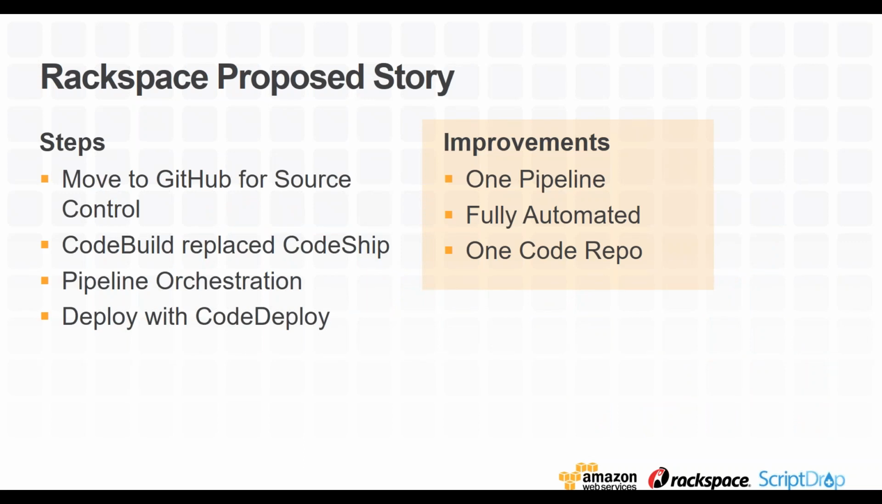So with their proposed story, they were advising us to move over to GitHub for source control, which allows for a more native integration for our repository. CodeBuild replaced CodeShip in this particular diagram, with better pipeline orchestration, and we'd be able to deploy with CodeDeploy. So the improvements are one pipeline, fully automated, no more juggling of multiple repositories, and it would just single it down to that GitHub repository.